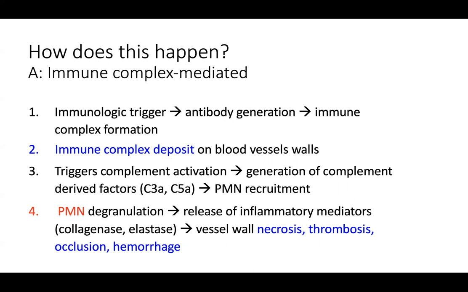The neutrophils come in, they degranulate, and they release inflammatory mediators such as collagenase and elastase. Those enzymes help break apart all of the structural components of the extracellular matrix. That leads to vessel wall necrosis, thrombosis, occlusion, and hemorrhage. And so you can see that there are many different steps here in vasculitis.